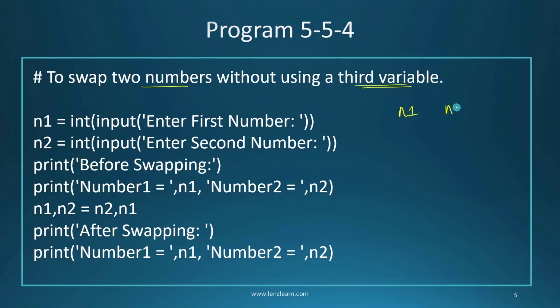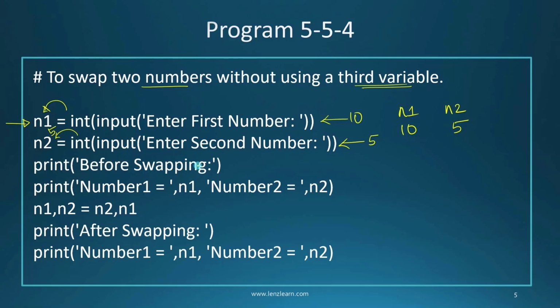I have two variables n1 and n2. The first 4 lines are exactly like the previous program, so I'm not going to explain them again. When the first statement executes, I will enter value 10 and that will be stored into variable n1. So n1 has value 10. In the next statement, I will input 5 and 5 will be stored into n2. So n2 has value 5.